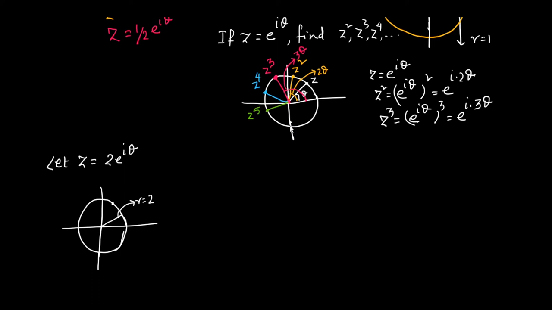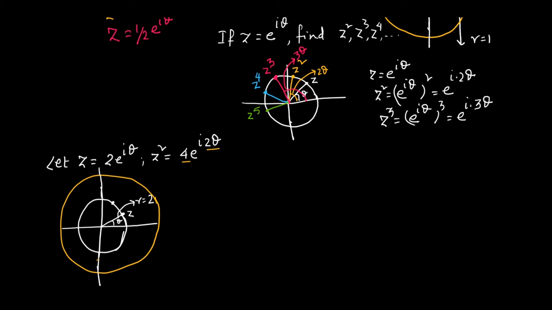For example, let us consider this is my z and this is my theta. Now if we calculate z square, we all know that in this case z square will be equal to 4 e to the power i into 2 theta. Now two changes. First of all, the radius gets changed to 4 and the angle also gets changed to 2 theta. That means this z square will not lie on this circle. It will lie on a bigger circle whose radius will be 4. So there are changes from two aspects: the radius and the angle. Both are changing.